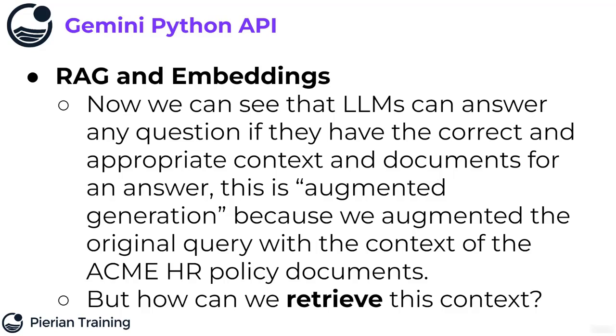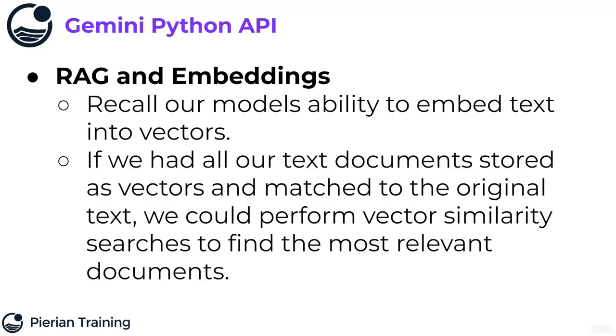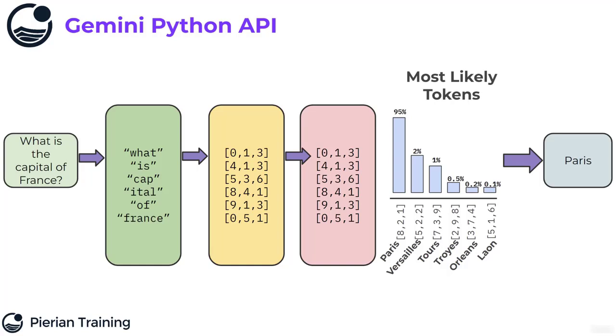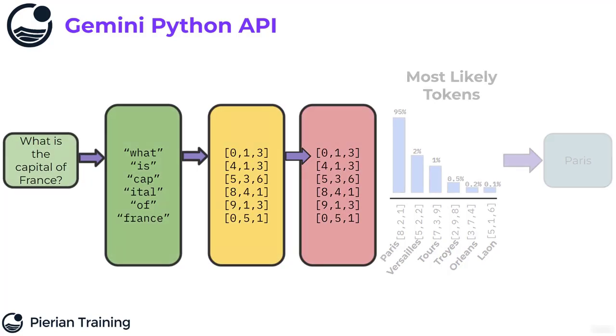So how do we retrieve this context to perform full retrieval augmented generation? Recall our model's ability to embed text into vectors. If we had all our text documents stored as vectors and matched to the original text, we could perform a vector similarity search to find the most relevant documents. Remember back to our very first discussion of how large language models work. Part of the process of this large language model is to actually create these vector embeddings from text. So we're going to focus on this to understand the full RAG process.